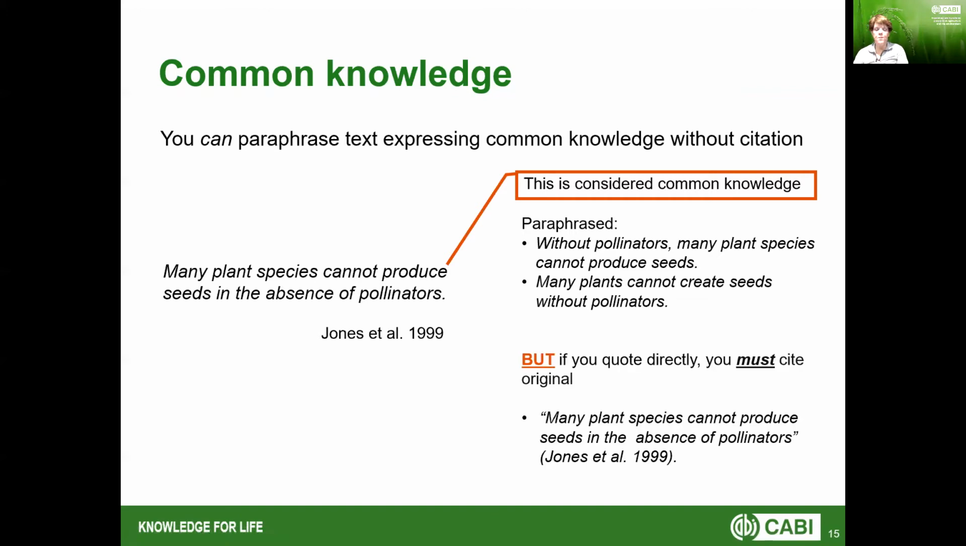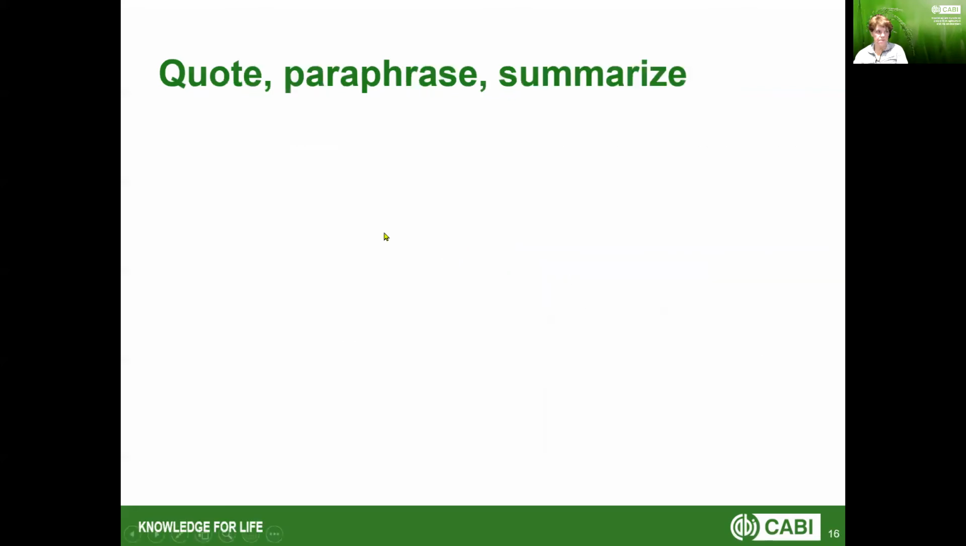However, if you quote an original source directly, use that original text word for word, then you must cite the original source. So, what are the strategies that you can use to avoid plagiarism? Here are the 3 strategies: quote, paraphrase, and summarize.